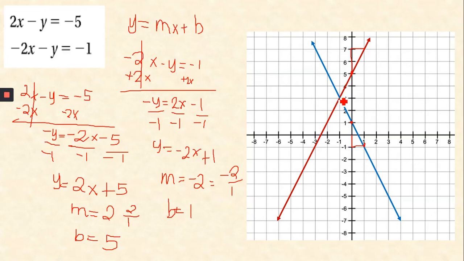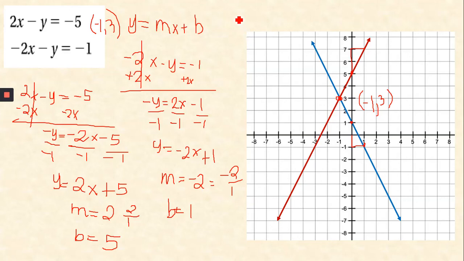Try to observe the two lines intersect at this point, meaning to say this is now the solution of the given system. Let us identify the coordinates of that point. We have your x is negative 1 and your y is positive 3. Okay? So the solution of the given system is negative 1 and positive 3.